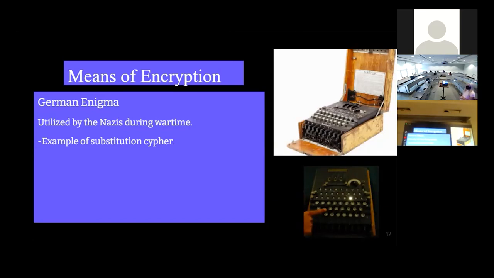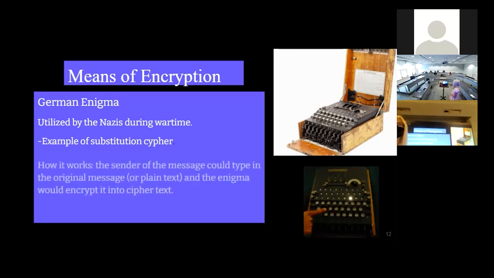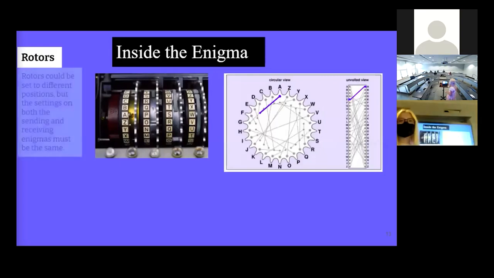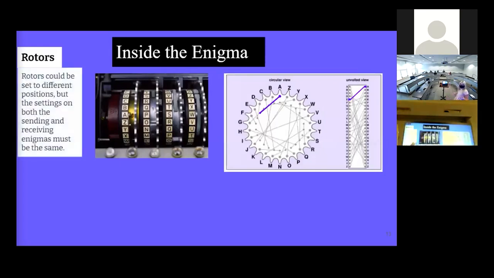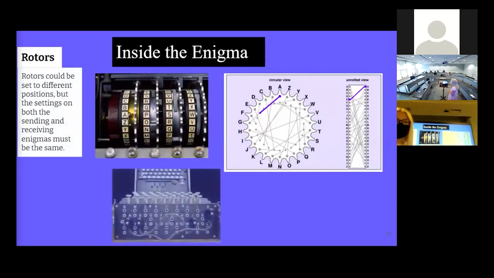Okay, so speaking of substitution ciphers, we have the German Enigma, which was used by the Nazis during the war. It's kind of like a typewriter, so you could type in your message, and for each letter you type in, a new letter will light up, like shown in that picture. So inside the Enigma, first there's these rotors, and each rotor is a wheel with all the different letters on it, and they each will substitute the letter you typed in. So it goes through each of the rotors, each time becoming a different letter.